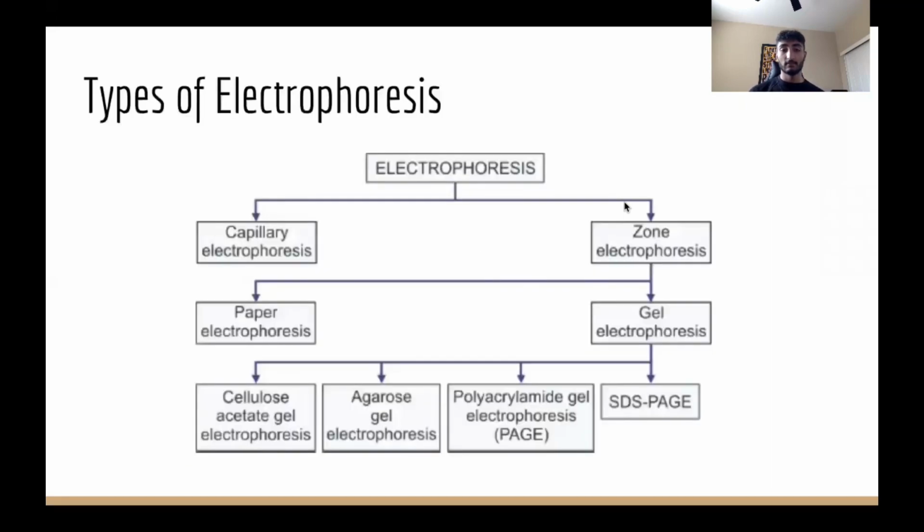Here's a nice little graphic that gives you an overview of the different types. Electrophoresis is broken down into capillary and zone. And from there, zone is broken down into paper or gel. And from there, gel is broken down into 4 different subcategories.